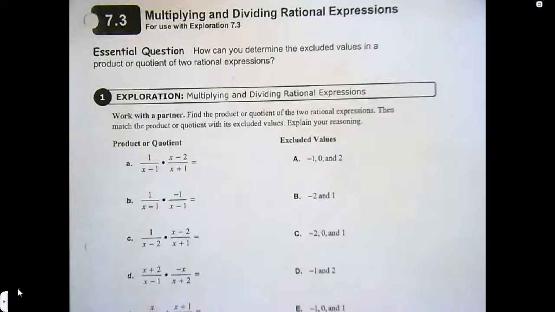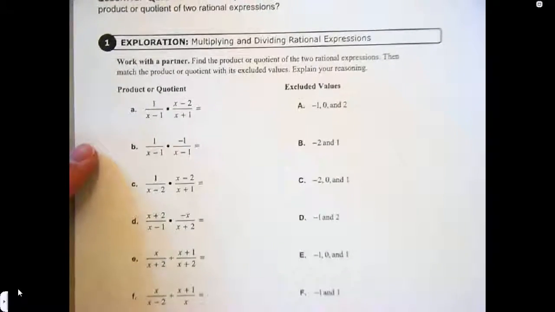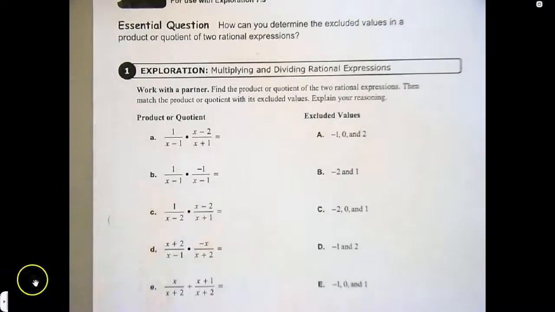Hey, today, multiplying and dividing rational expressions on page 200 of your student journal. I want you to work with your partner to figure out how you can determine which values need to be excluded when finding product or quotients of rational expressions. Okay? So, go ahead and work together. Give yourself a couple minutes there. Come up with a good strategy.